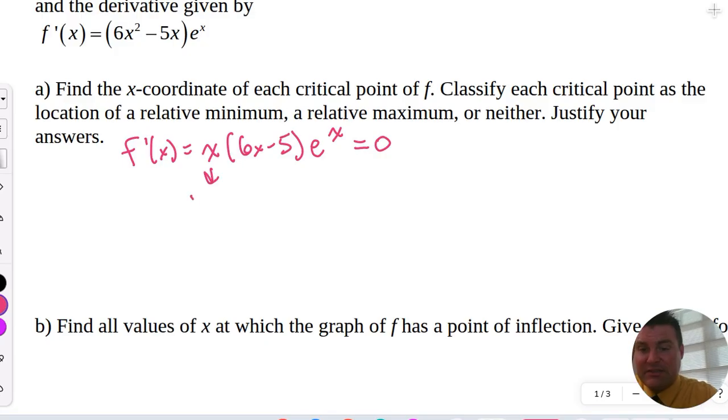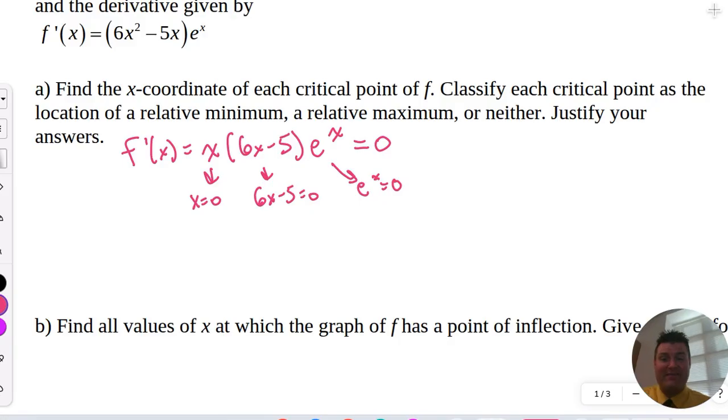I'm going to set x equal to 0, set 6x minus 5 equal to 0, and set e to the x equal to 0. I'm taking each individual factor and setting it equal to 0 to get my critical points. For the first one, I have x equals 0. If I solve for x on the next one, I get x equals 5/6. And e to the x will never equal 0.